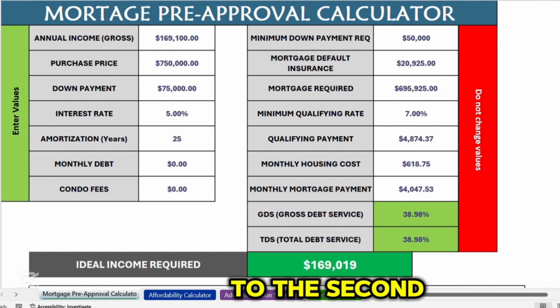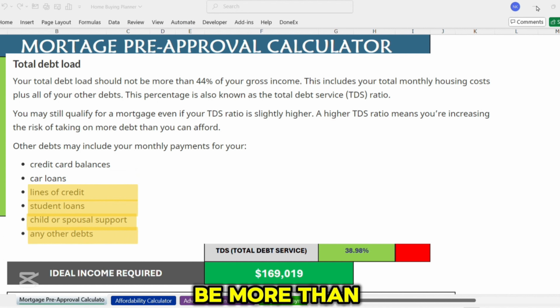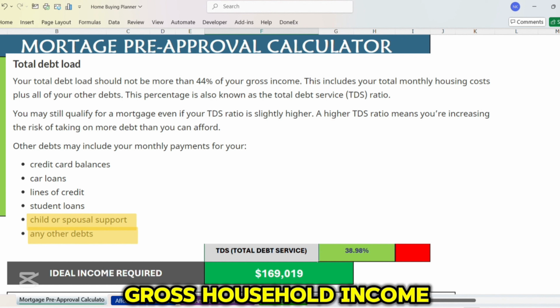Now let's come to the second important ratio, that is TDS, which is total debt service ratio. So as per the mortgage standards, your total monthly debt should not be more than 44% of your gross income. So what does TDS include? It includes all of your housing costs, including your mortgage, utilities, property taxes, and on top of that, whatever your car loans, your credit card balances, lines of credit, student loans, or any other debt you have. Combining all these debts, it should not be more than 44% of your annual gross household income.